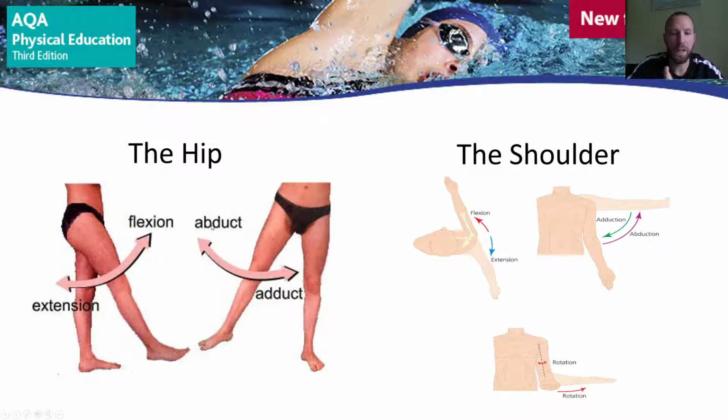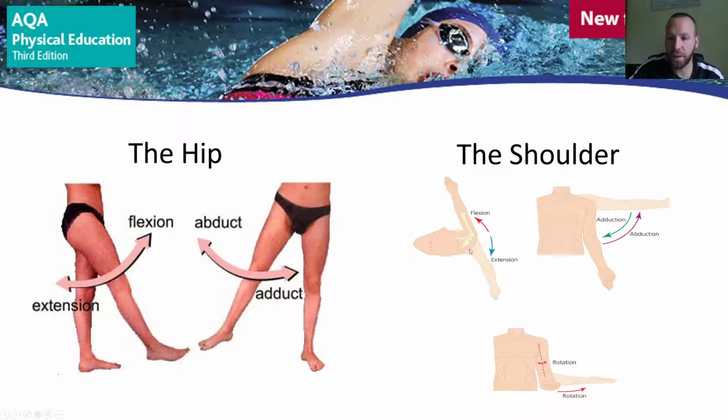Abduction, so abducting the leg, you're moving it away from the body, hence the word abduct, yeah, moving away. And then adduct, as if you're adding it to the body. Adduction, you're closing it in towards the body, so back into the midline of the body. Okay, so abduction, moving away, adduction, moving in. And it's the same for the shoulder over here.